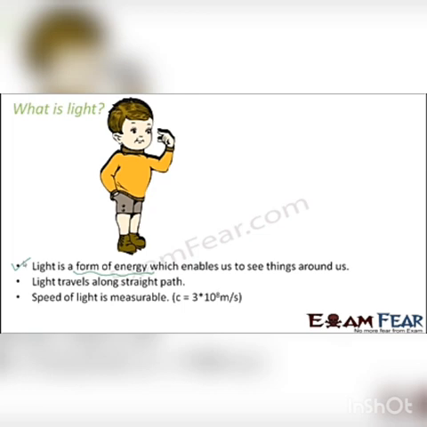The speed of light is measurable and it is 3 into 10 to the power 8 meter per second. Now till now we have also learnt about another form of energy, that is sound. In case of sound, we saw that the speed of sound is very less when compared to the speed of light. Speed of sound is around 330 meter per second, whereas speed of light is 3 into 10 to the power 8 meter per second. So there is a huge difference, and due to these differences between the speed of sound and light, you get to see the lightning first and then you hear the sound of the thunder. That's because of the differences in their speeds.